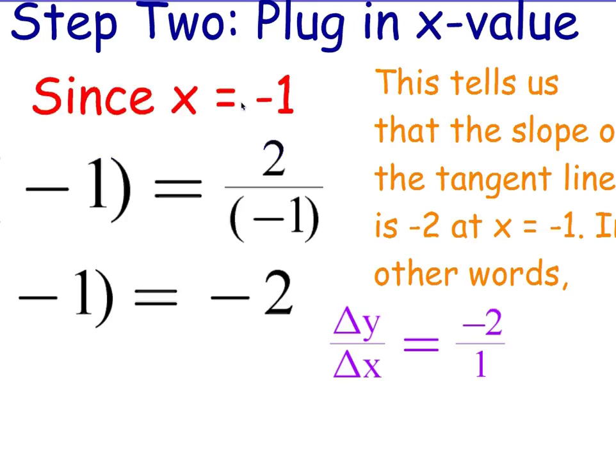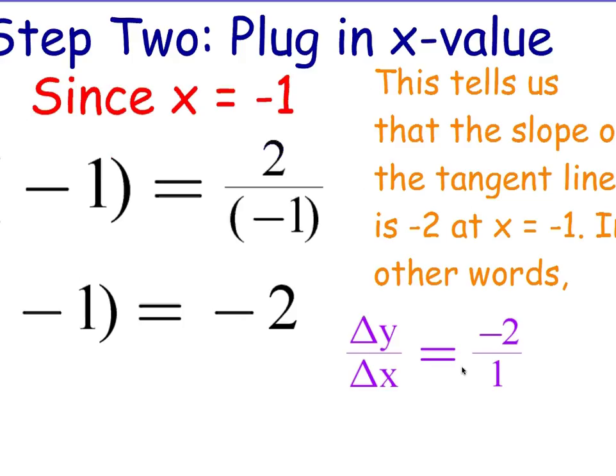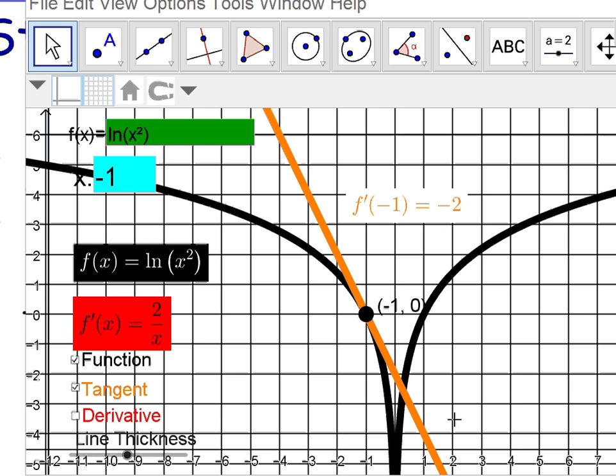Okay. So plug in -1, 2 divided by -1 gives you -2, which means the slope of the tangent line of natural log of x squared at x equals -1 is -2. Let's pull our graph up and see if we can confirm that. Natural log of x squared, it kind of reminds me of bird wings if you look from the side. It kind of curves the same way, but check it out.